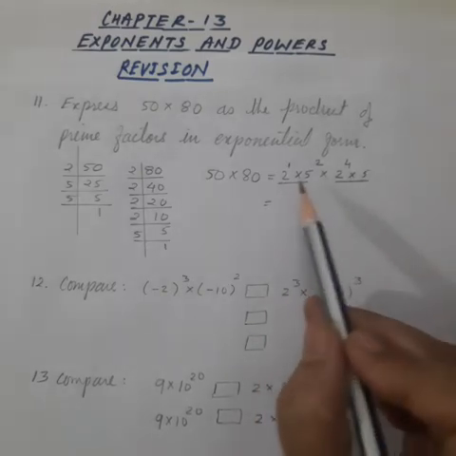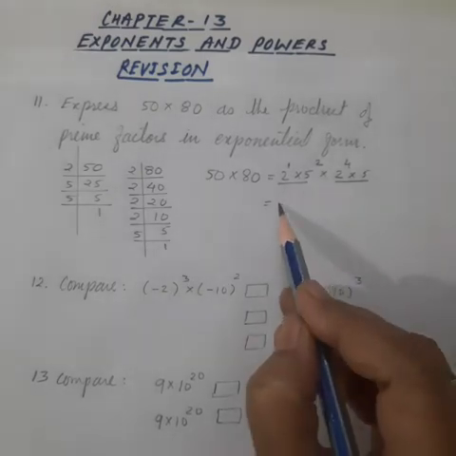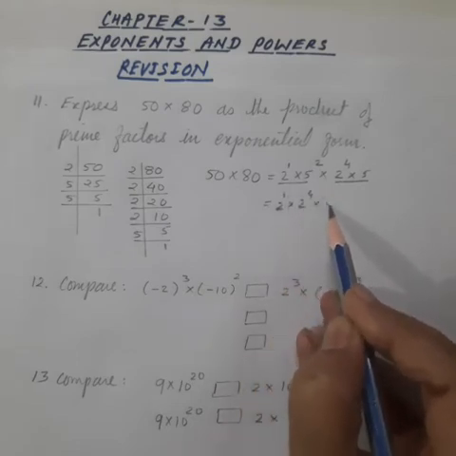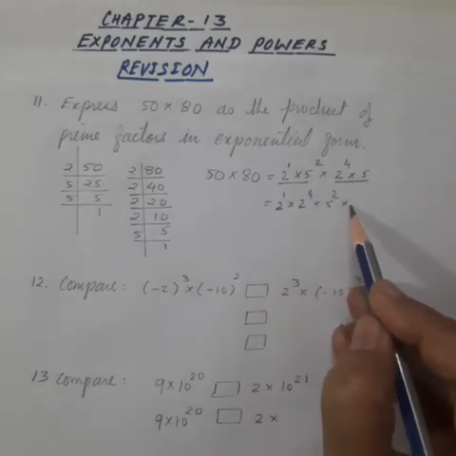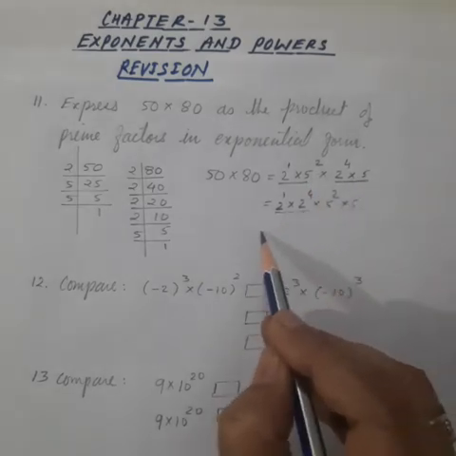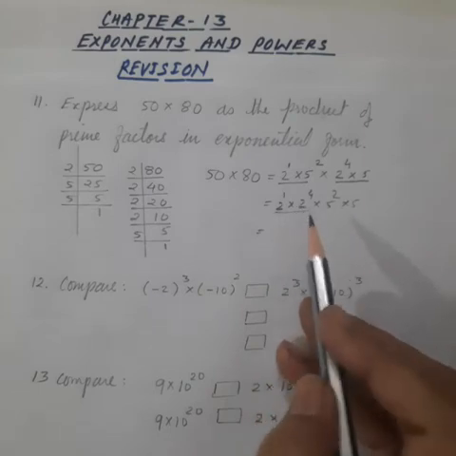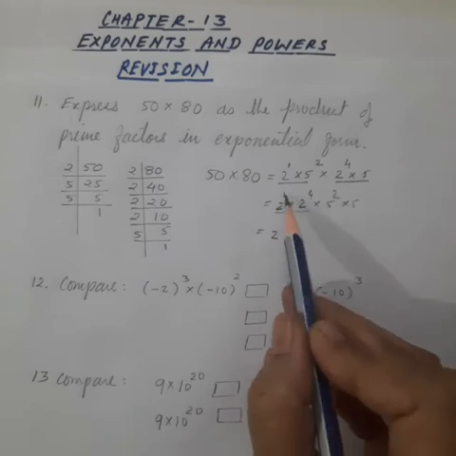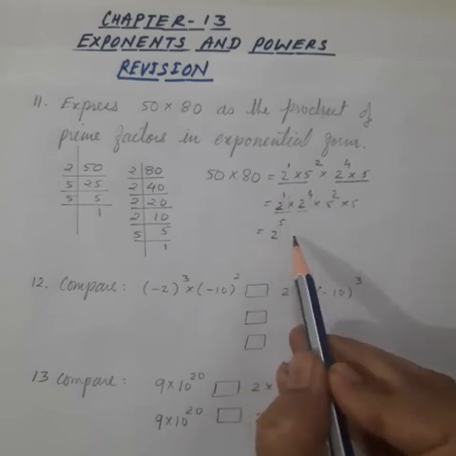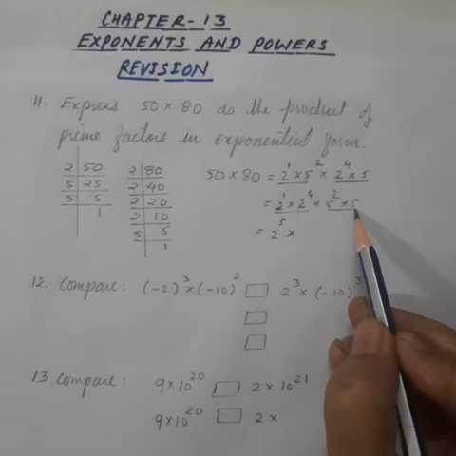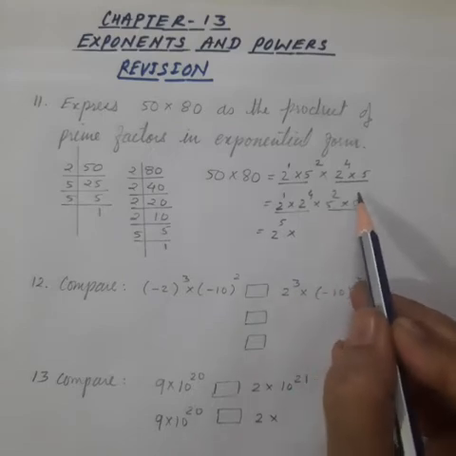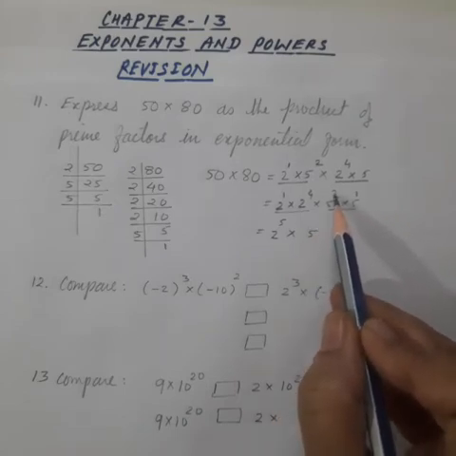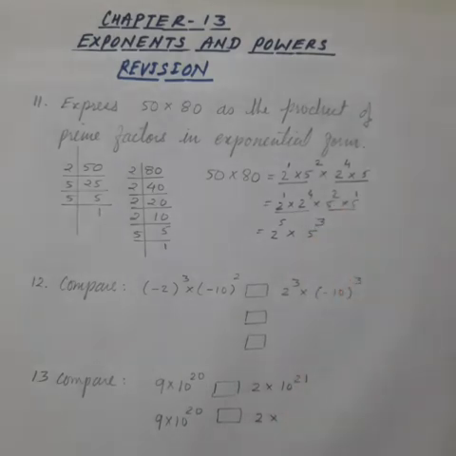Multiplication is commutative. So bring the same bases together. 2 raised to the power 1 into 2 raised to the power 4 into 5 square into 5. Now this is the multiplication of two numbers with same base 2. So take the base 2 common and add the powers. 1 plus 4 is 5, into, this is also the multiplication of two numbers with same base 5. Here it is power 1. So take the same base 5 and add the powers. 2 plus 1 is 3.